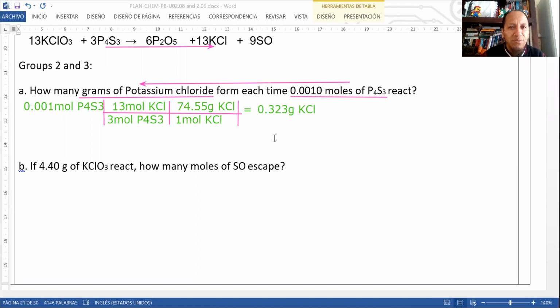Let's read the second one. It says, if 4.4 grams of KClO3, so underline that, that's my data in this moment. How many moles of SO? Moles of SO. Okay, I have that.